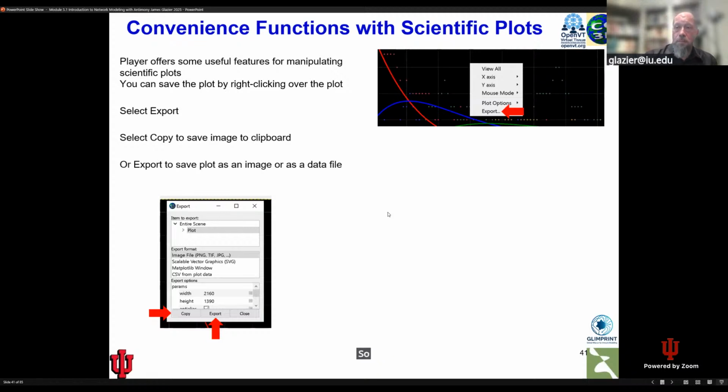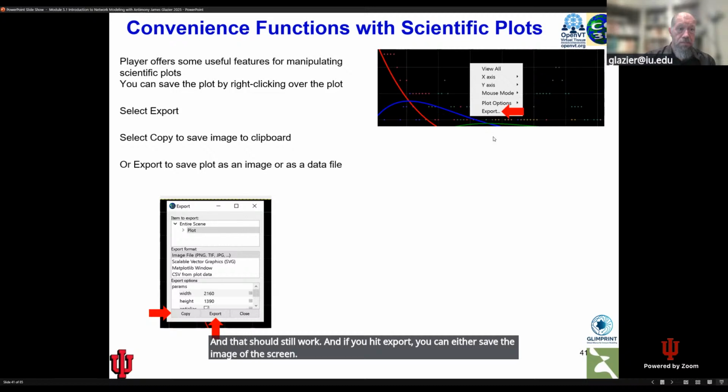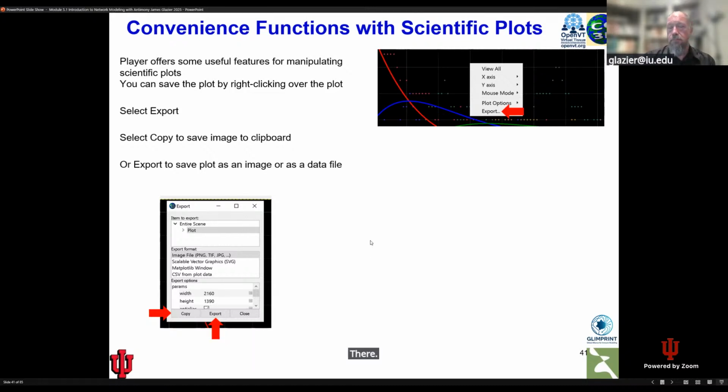So I'm going to just tell you this. It may or may not work very well on your computer. But when you have a scientific plot, if you right-click on the scientific plot, there are a variety of options, some of which will crash player, but one of which is export, and that should still work. And if you hit export, you can either save the image of the screen there, or you can actually save the data in the plot as a CSV file.